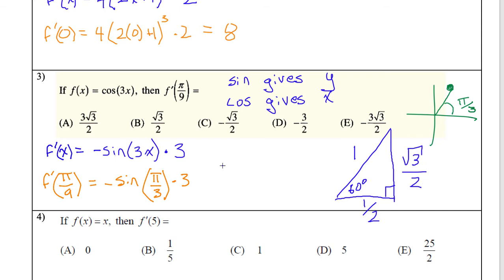So this is now going to evaluate. I'll do this in a different color. This is now negative. I still have the negative sign. Negative, and then sine of pi over 3. This whole thing right here turns into square root of 3 over 2. So negative square root of 3 over 2 times 3. Can I just say I got this one by eliminating, not by actually doing the work. Okay, nice. And there it is. The answer is E.